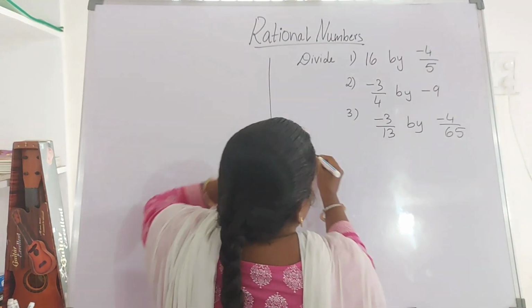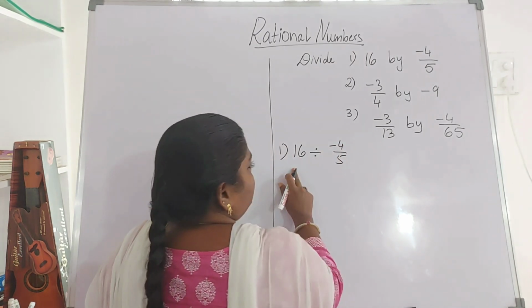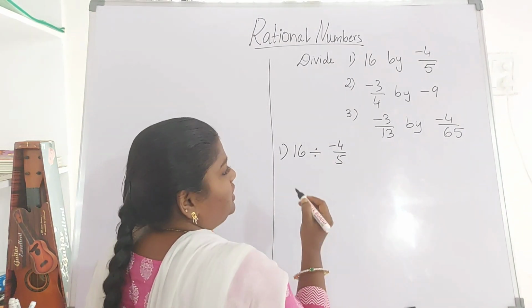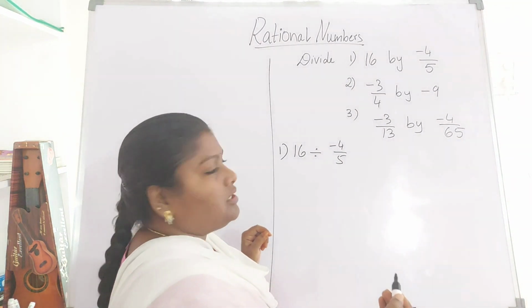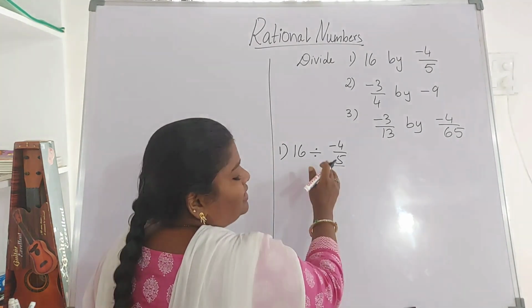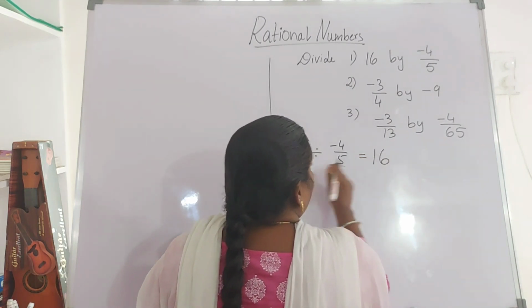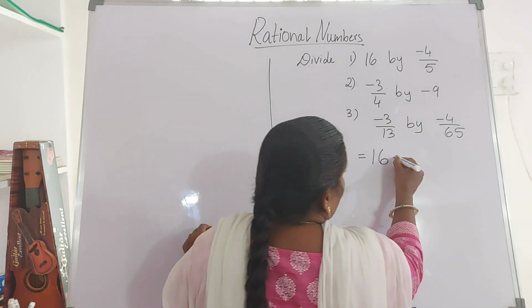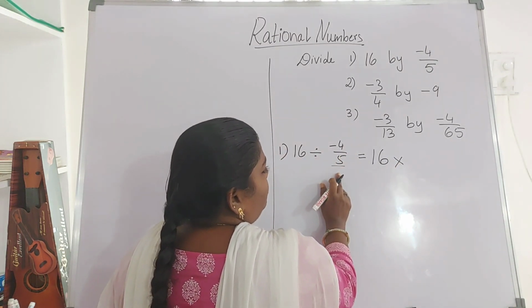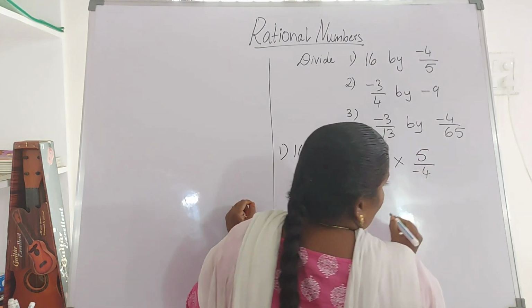16 divided by, so keep the division symbol, that is minus 4 by 5. 16 divided by minus 4 by 5. Now whenever it is division in rational numbers or in a fraction, you need to find the reciprocal of the second number, that is the divisor. So 16, and this division symbol is replaced by a multiply symbol, and you need to find the reciprocal of it. So the reciprocal of it is 5 by minus 4.